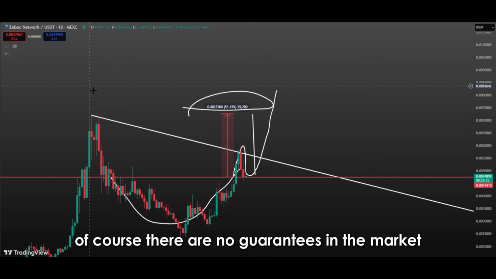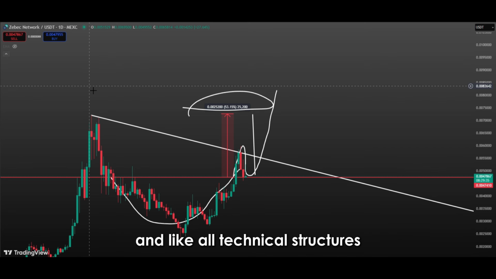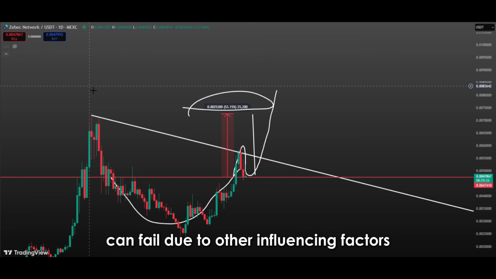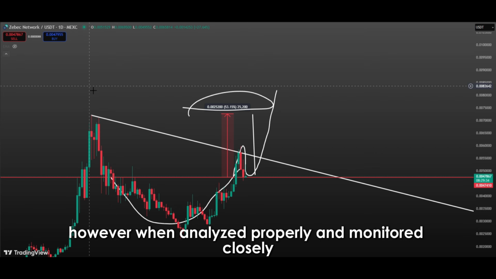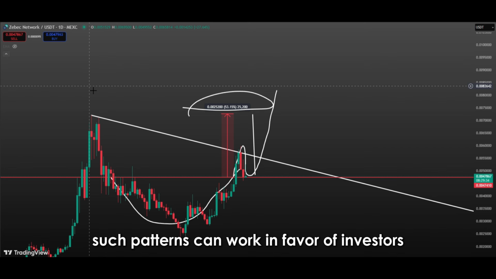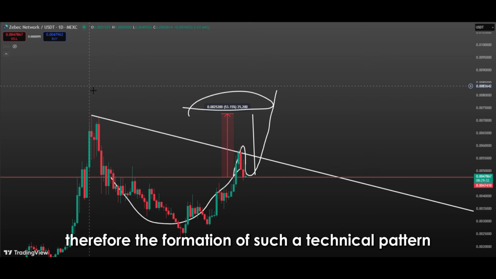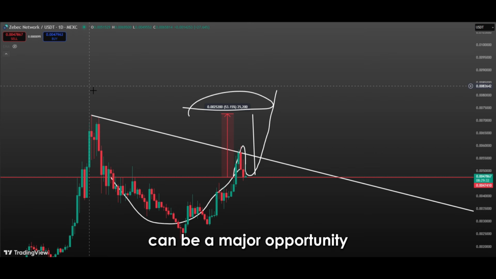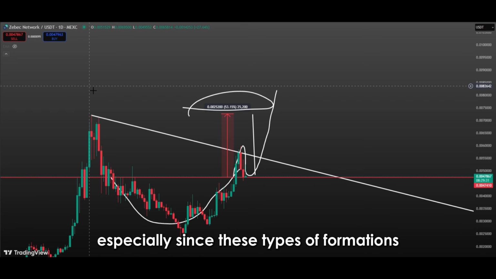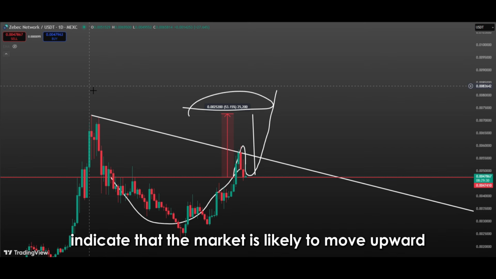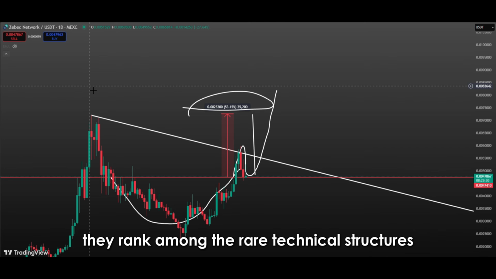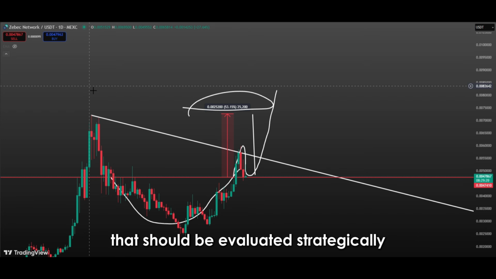Of course, there are no guarantees in the market, and like all technical structures, cup formations can fail due to other influencing factors. However, when analyzed properly and monitored closely, such patterns can work in favor of investors with a high probability of success. The retest movement following the cup also serves as extra confirmation that the structure is valid and healthy. Therefore, the formation of such a technical pattern can be a major opportunity for both short-term traders and medium to long-term investors, especially since these types of formations indicate that the market is likely to move upward in a calm but steady manner. They rank among the rare technical structures that should be evaluated strategically.